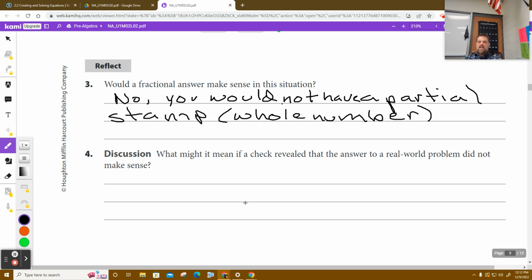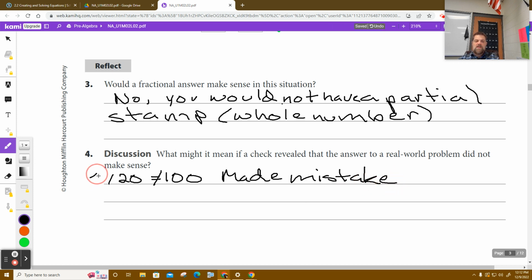All right, so here's another thing to discuss. What might it mean if a check revealed the answer to the real-world problem did not make sense? So that could mean two things. One, what if you get a scenario where you have 120 equals, they're talking about that last step. Well, you made a mistake here. So if you did the check at the end and you plugged all the numbers in and added them up, if it didn't equal 100, you just made an honest mistake somewhere. Maybe when you were solving or maybe when you were plugging it in, but you made a mistake.